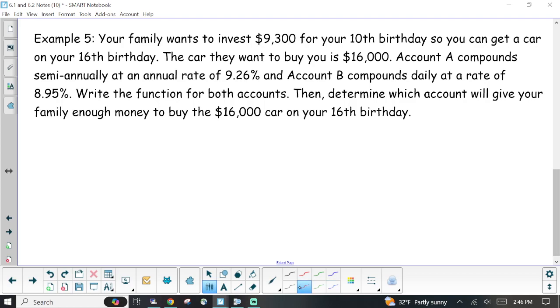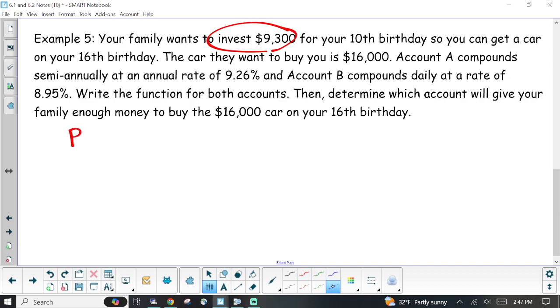The one thing I'm going to do, though, is remember, the amount you start with is always your principal. This one says your family wants to invest $9,300 for your 10th birthday. That means that's your principal, how much your parents are going to be investing. The $16,000 is like the college problem where you were comparing it to something. Your parents want to see if that $9,300 in this account will be enough to pay for a $16,000 car. So your P is going to be your $9,300.